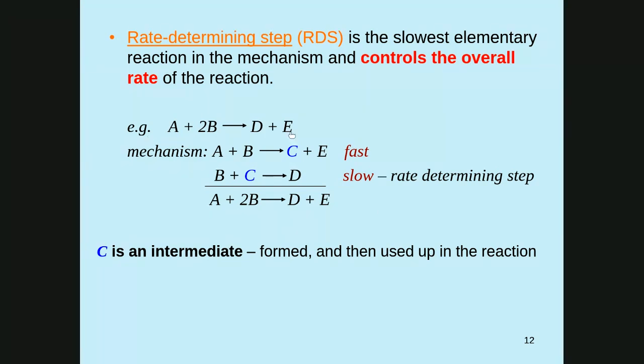So here we see a generic example of an overall reaction. A plus 2B gives D plus E. In the first step, an A and a B combine to form an intermediate C plus final product E, which is presumably fast, and then another B reacts with the C just formed to form a D final product, which is a slow process. So it is this second step that will govern the overall rate of the reaction. A plus 2B gives D plus E.